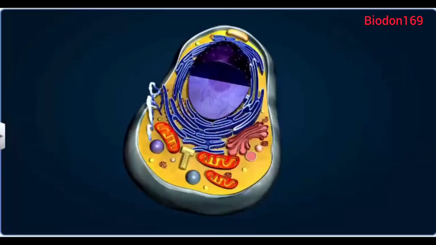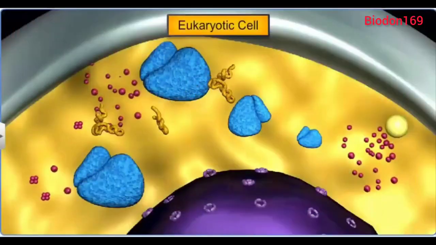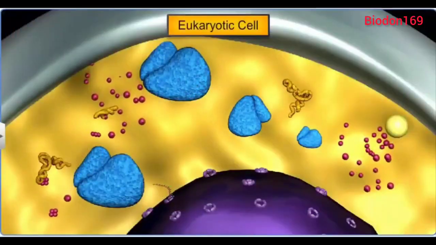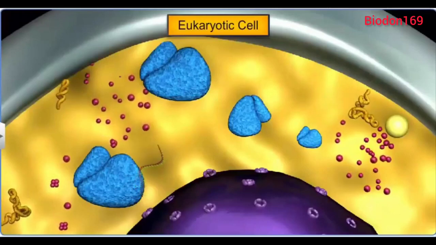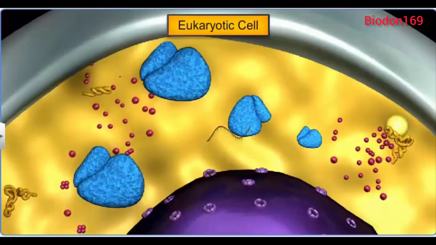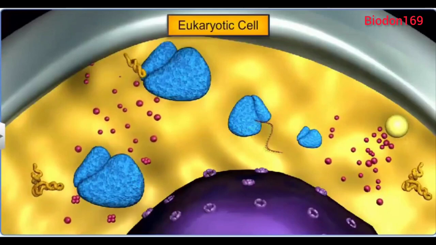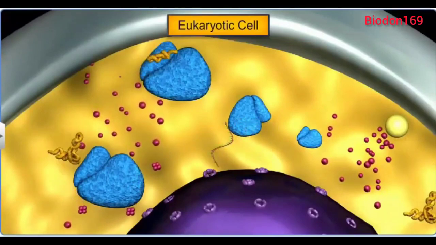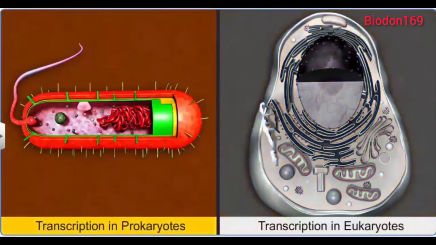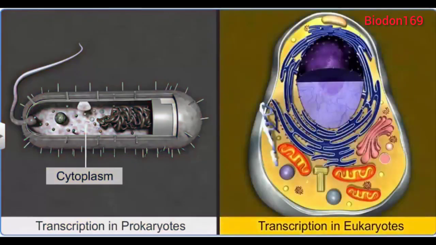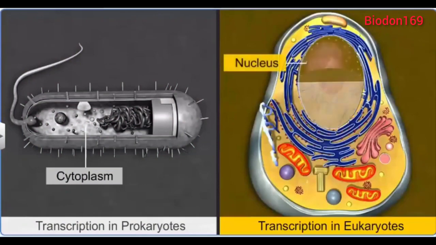The stages of transcription in eukaryotes are similar to that of prokaryotic transcription. However, there are some differences as well. Let's understand them in detail. Unlike prokaryotic transcription, which occurs in cytoplasm, transcription in eukaryotes occurs in the nucleus.